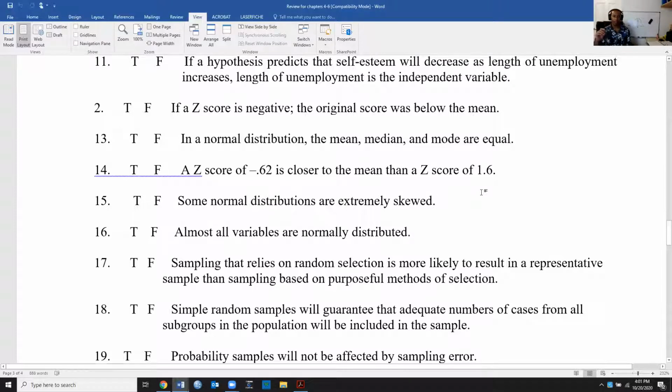Okay, number 13. In a normal distribution, the mean, median, and mode are all equal. True or false? True. Good. Now let's just say that you calculate the mean, median, and mode, and you find out that the mean is substantially higher than the median. What type of distribution do you have in that situation? You might see something like that on the exam.